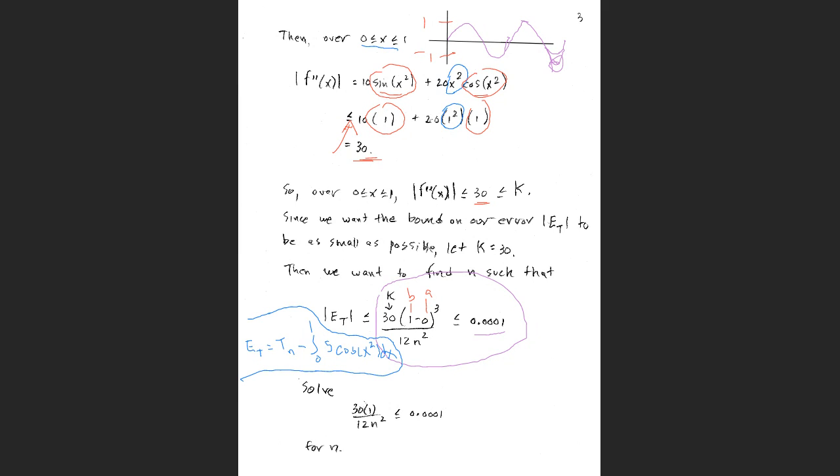Okay, and so we'll just keep working with it. We'll get 30 over 12n squared is less than or equal to 1/10,000th. And we want to solve that for n.